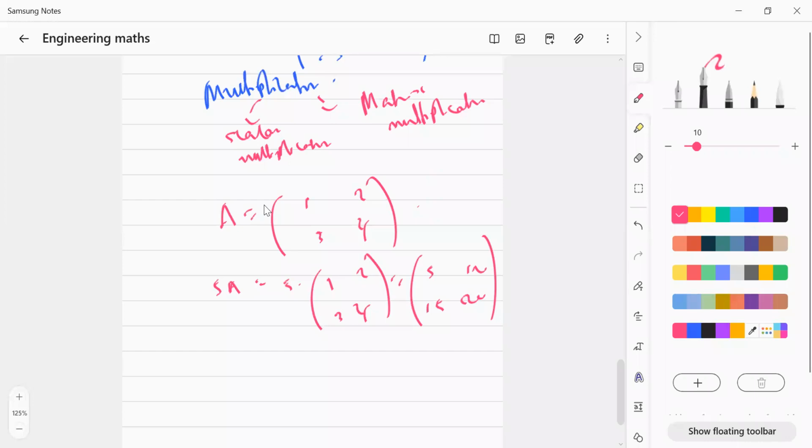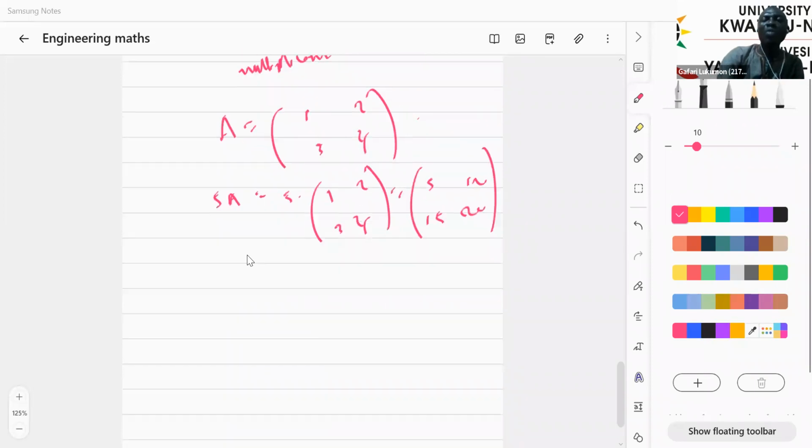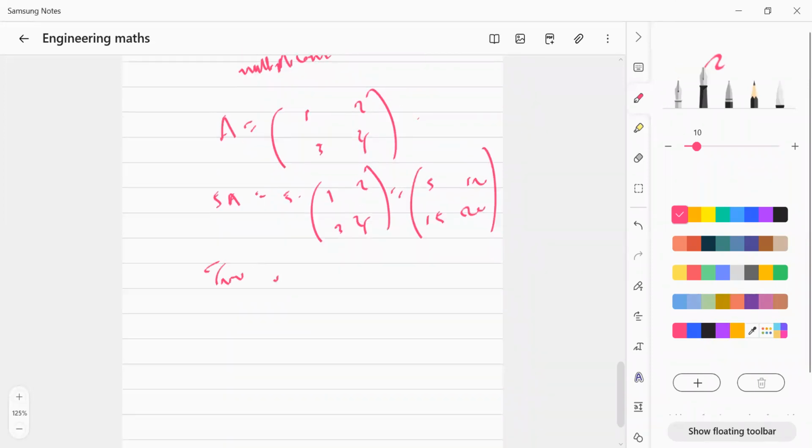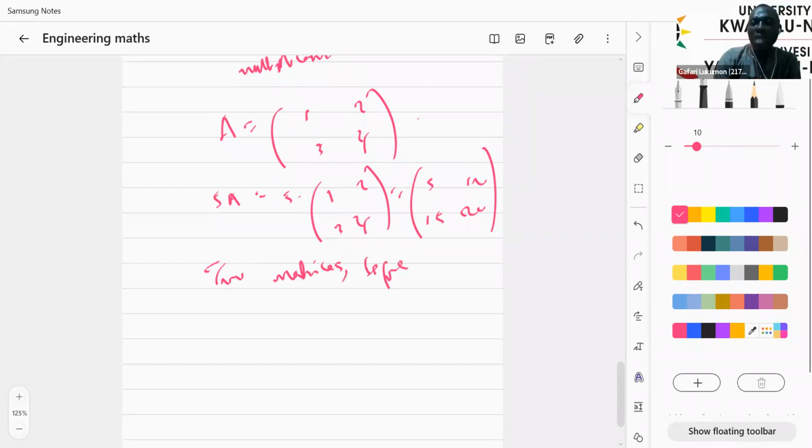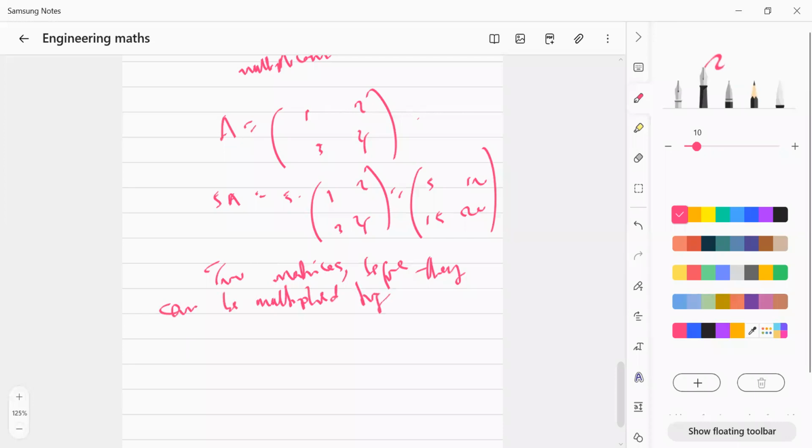But when you want to multiply two matrices together, before you can multiply two matrices together, they must be conformable. I hope you understand now. Again, before two matrices can be multiplied together, they must be conformable.